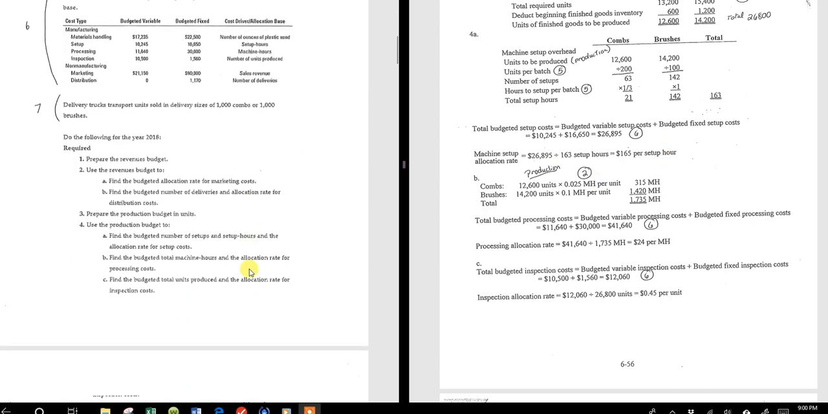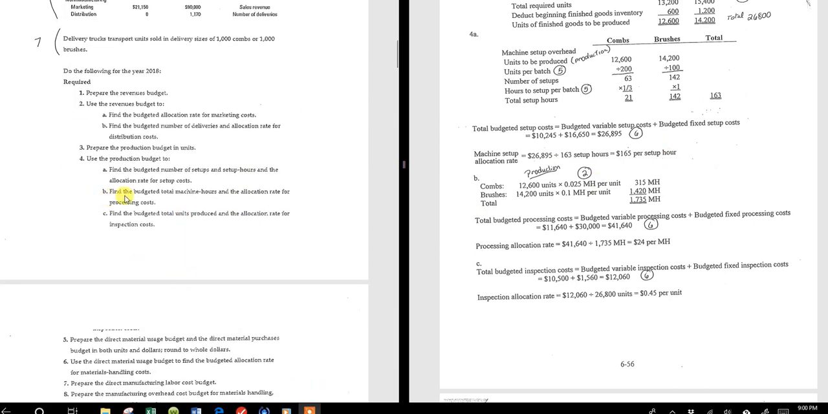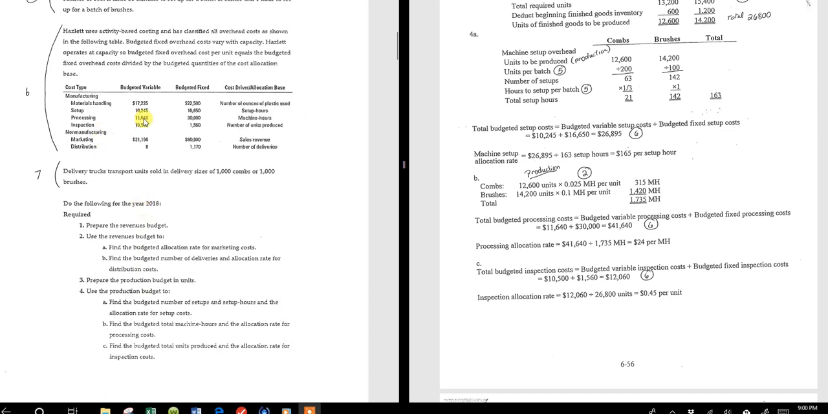The next question. Find the budgeted number of setups and setup hours and the allocation rate. We got that. Find the budgeted total machine hours and the allocation rate for processing costs. So I go up here and my processing costs are 11,640 and 30,000. So that equals 41,640, and I'm going to allocate it based on machine hours. So I need to know how many machine hours the combs used and how many machine hours the brushes used.